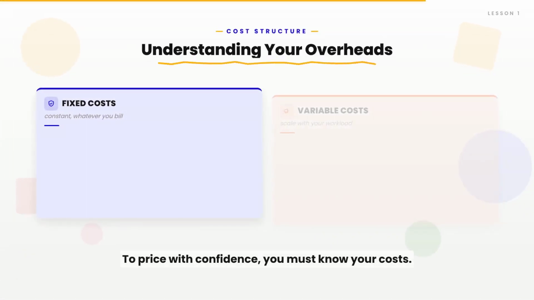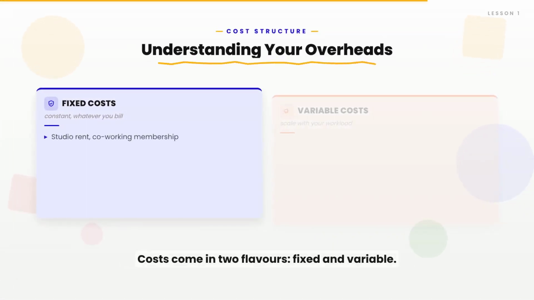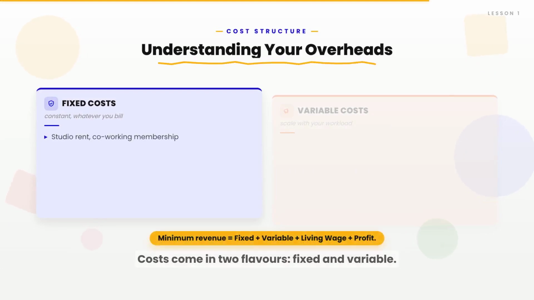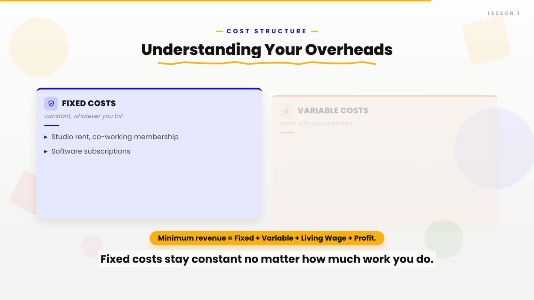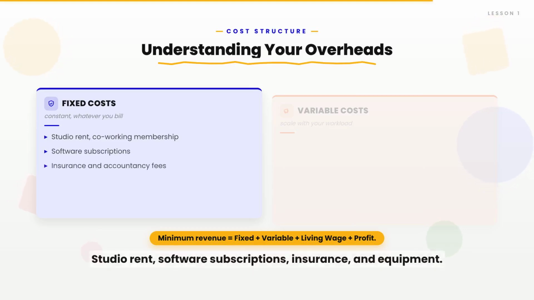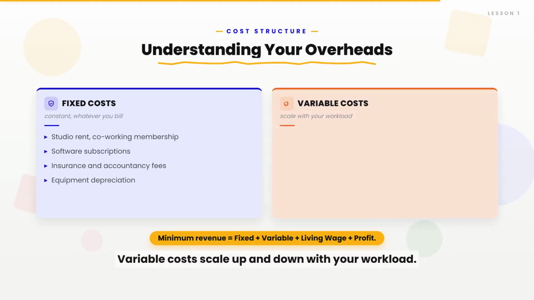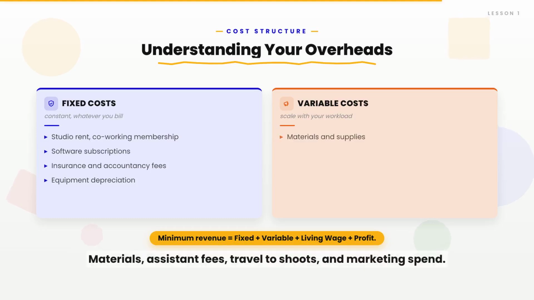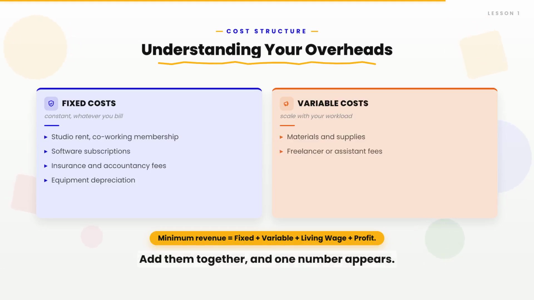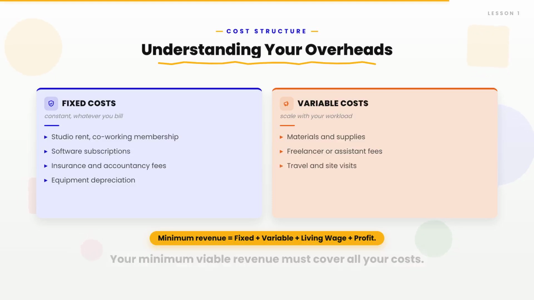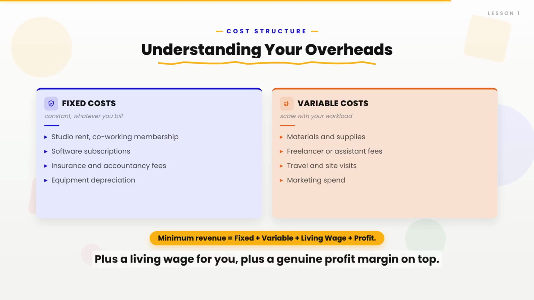To price with confidence, you must know your costs. Costs come in 2 flavors, fixed and variable. Fixed costs stay constant no matter how much work you do. Studio rent, software subscriptions, insurance, and equipment. They arrive every single month, whether you bill a client or not. Variable costs scale up and down with your workload. Materials, assistant fees, travel to shoots, and marketing spend. Add them together, and one number appears. Your minimum viable revenue must cover all your costs, plus a living wage for you, plus a genuine profit margin on top.